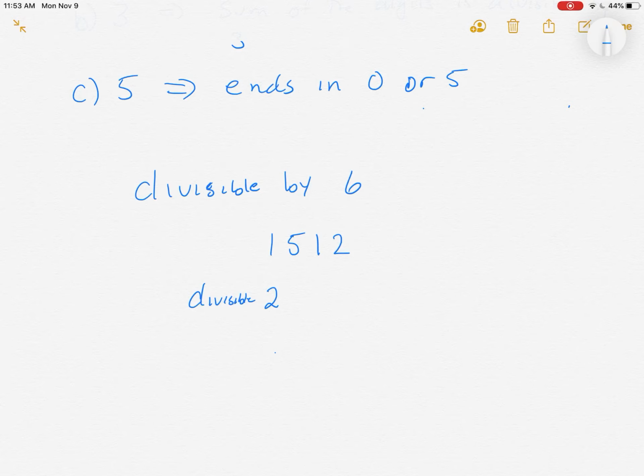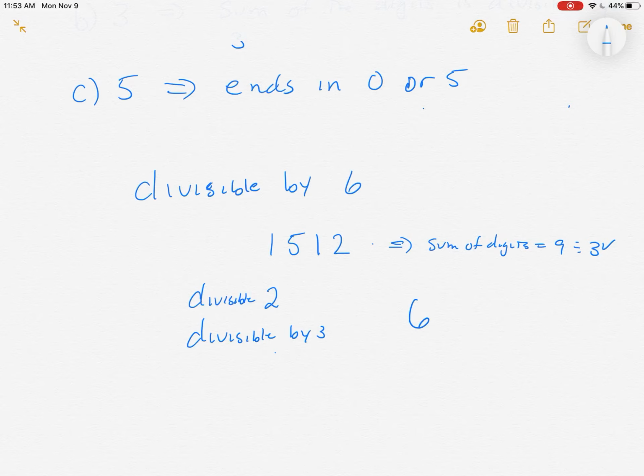And if we look at it and add up the digits, 5 plus 1 is 6, plus 1 is 7, plus 2 is 9. So the sum of the digits is 9. And 9 is divisible by 3. So it's also divisible by 3. So it's divisible by 2, it's divisible by 3. Therefore, it's divisible by the product of those. So if you ever want to know if 6 goes into a number, you know automatically 6 will go in if 2 and 3 go in.